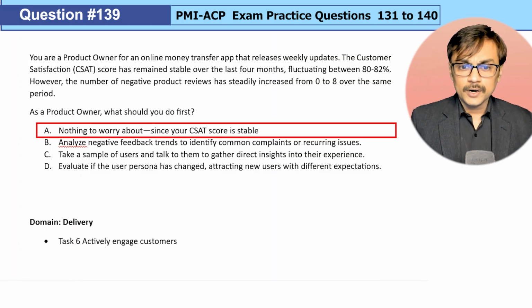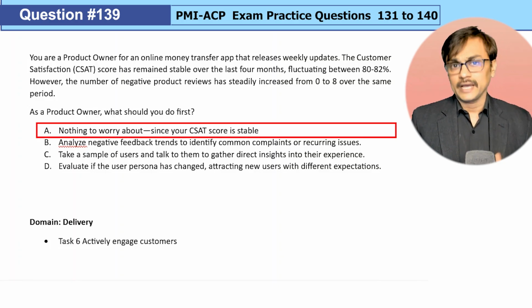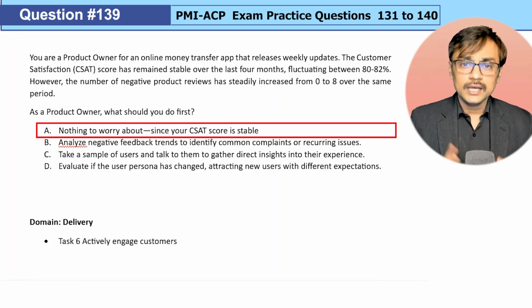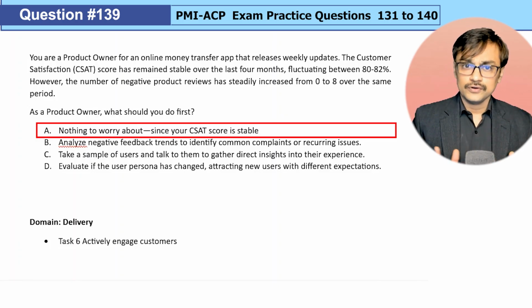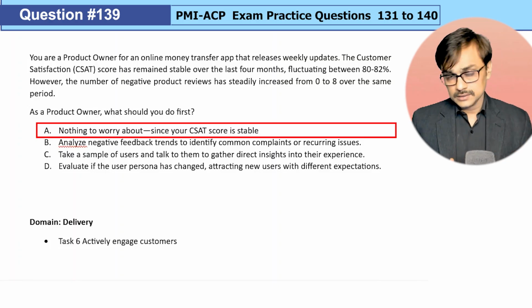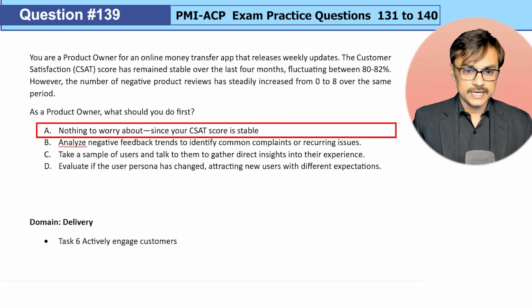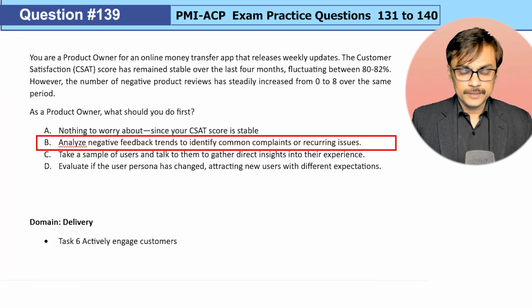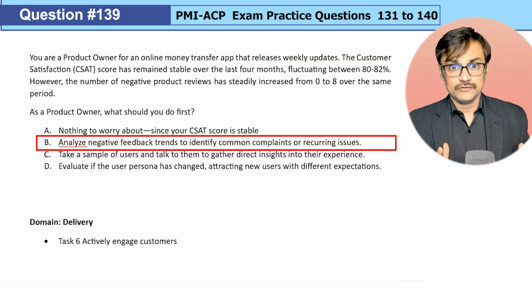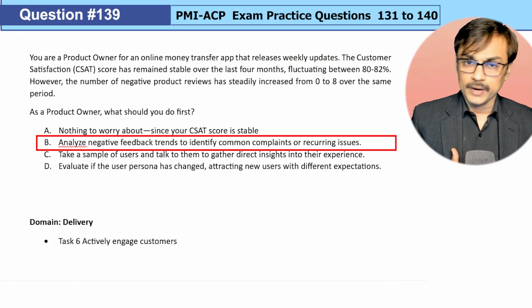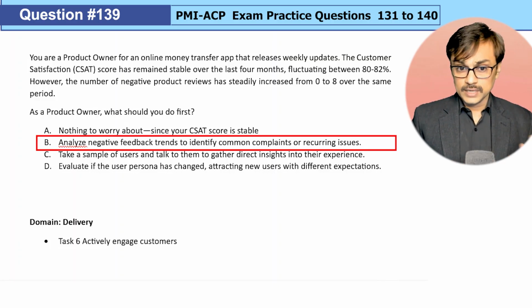Option A, nothing to worry about since your CSAT score is stable. I can't say that, because each metric has its own limits. We need to look at a variety of KPIs and dimensions before we can understand the health of our product or services. I can't go with CSAT alone. Option B, analyze negative feedback trends to identify common complaints or recurring issues. Definitely, I want to read the reviews. Let me see what kind of issues are coming in and who might be writing them. That's a good thing I can do first.